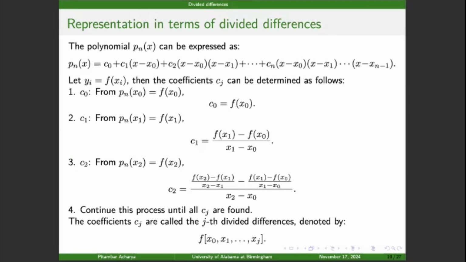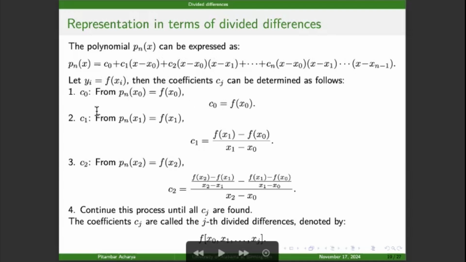So how can we represent the divided difference? Let me explain here. The Newton polynomial is given by this relation. Suppose y_i equals f(x_i), then the coefficients c0, c1, c2, up to cn can be determined as follows. So let's find the coefficient c0. If we plug x0 into the Newton polynomial expression, then the terms apart from c0 are all 0, because x0 minus x0 becomes 0. So ultimately we get c0 equals f(x0).